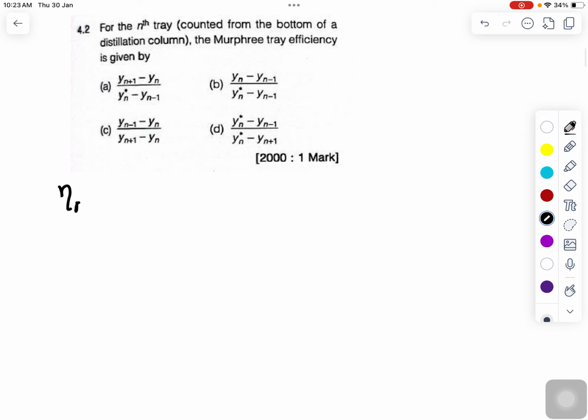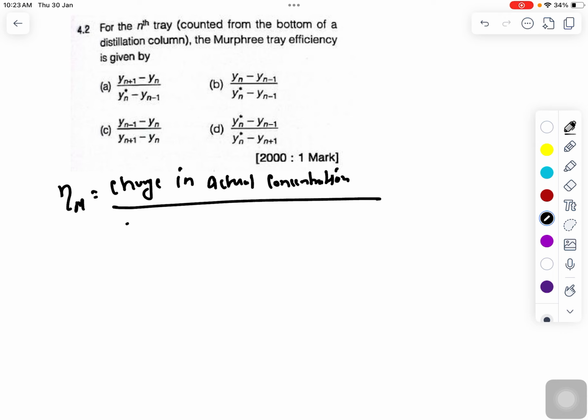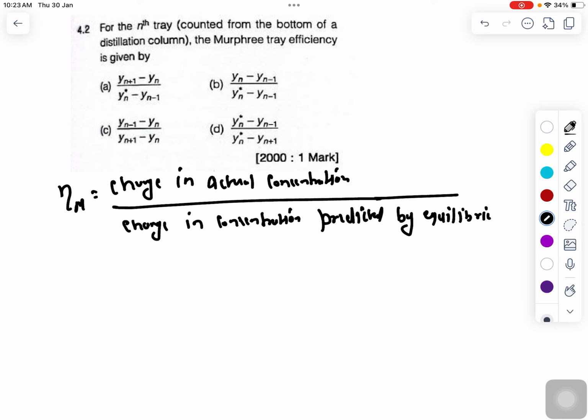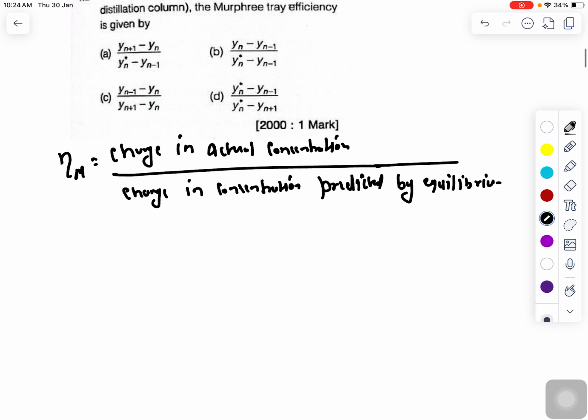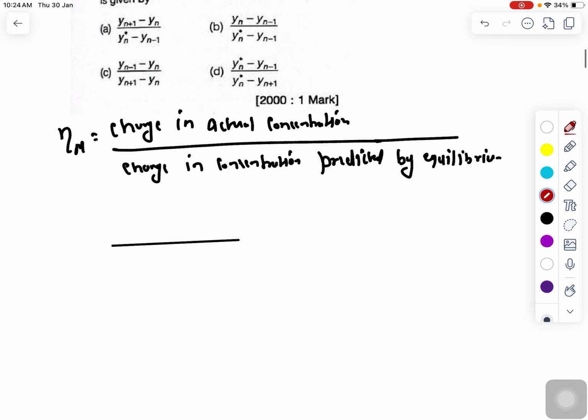So if I am talking about eta m, I can write the formula: change in actual concentration divided by change in concentration predicted by equilibrium, right? So let's say if you have a plate, something like that, this one is the plate.